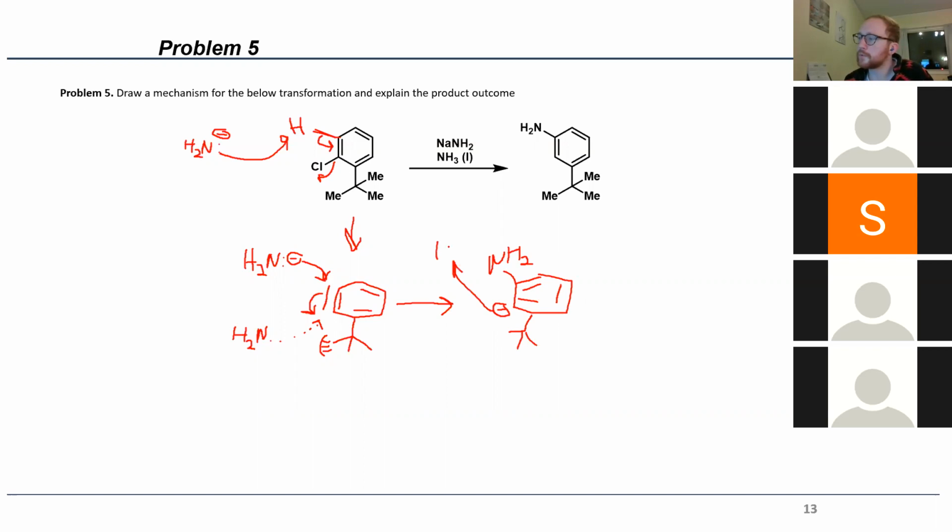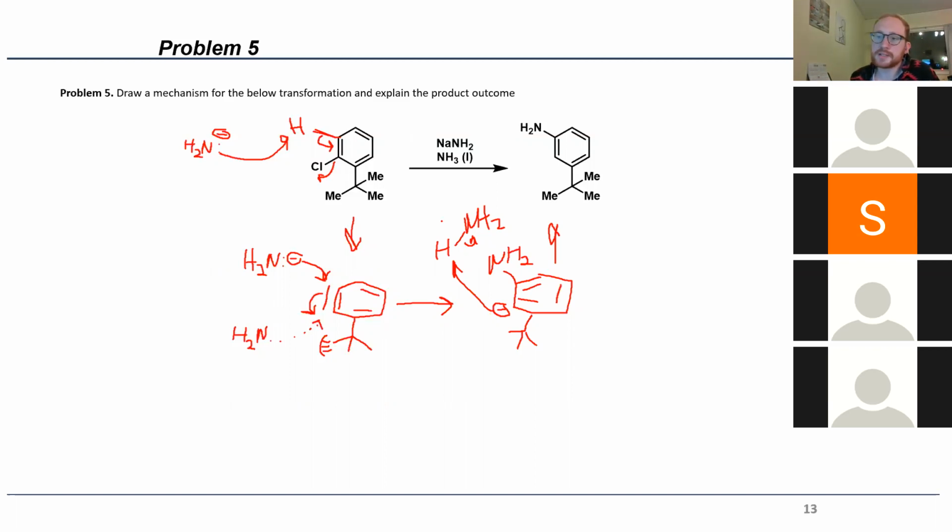And so this can protonate on ammonia to give us our product. Okay, so this is an application of the benzyne reaction, of SNAr reactions using unsymmetrical aryl chlorides.